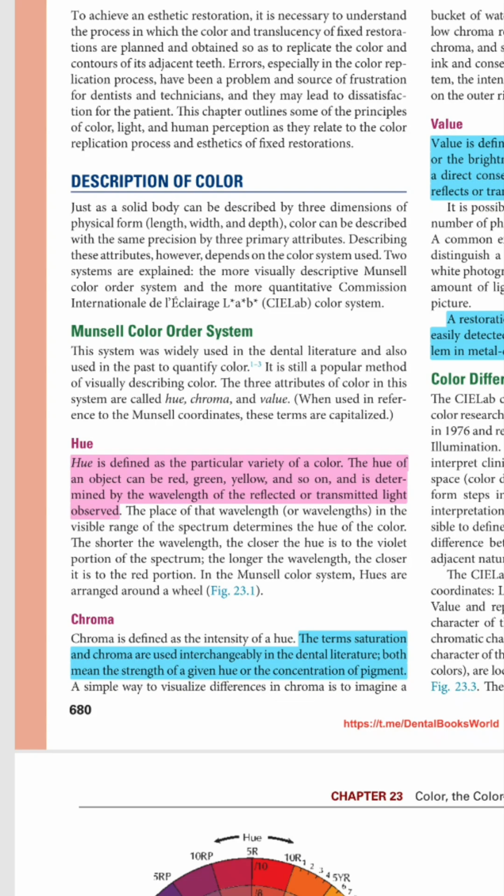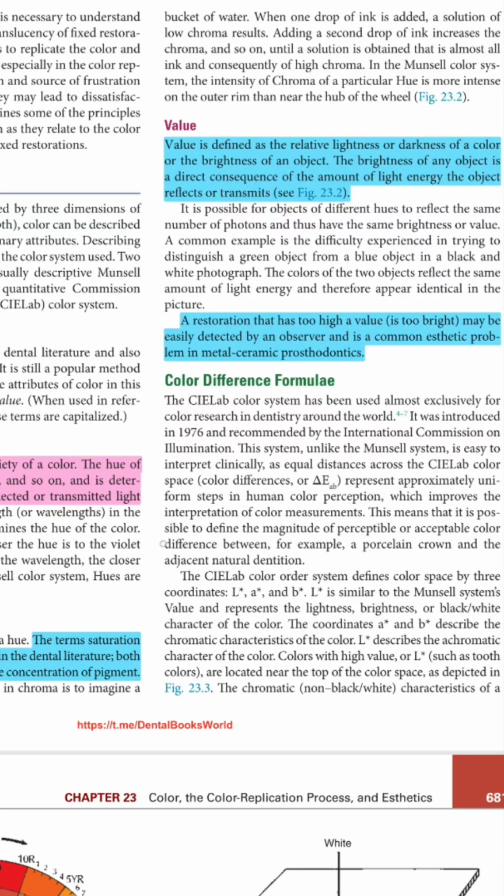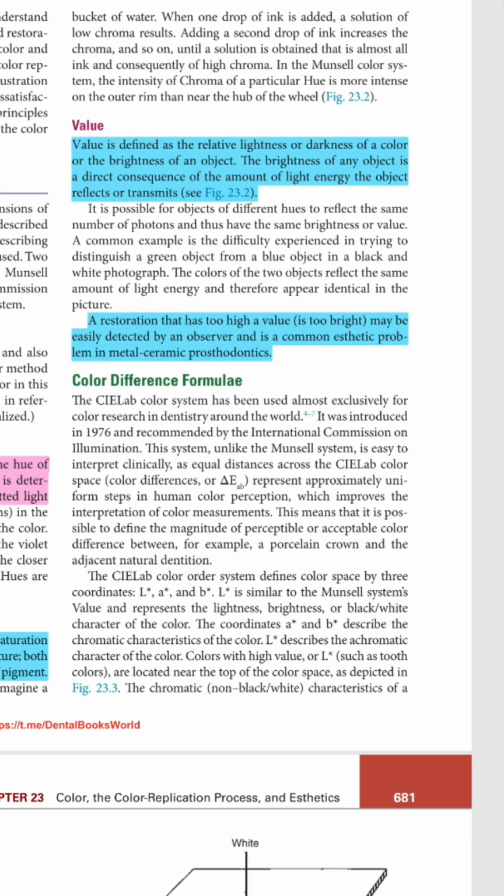Chroma is the percentage saturation of the color, which reflects the concentration of the pigment. The value is the lightness of the color, which means whether it goes near to the white color, or on the darkness side where it goes to the black color. It is a direct consequence of the amount of light energy the object reflects or transmits.